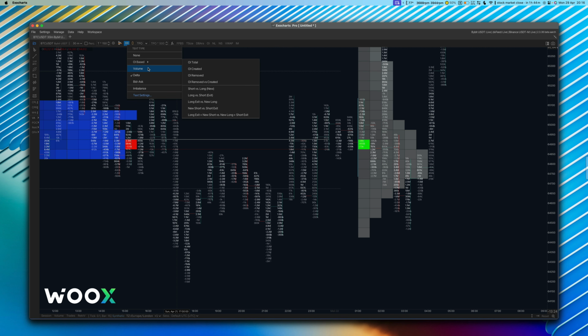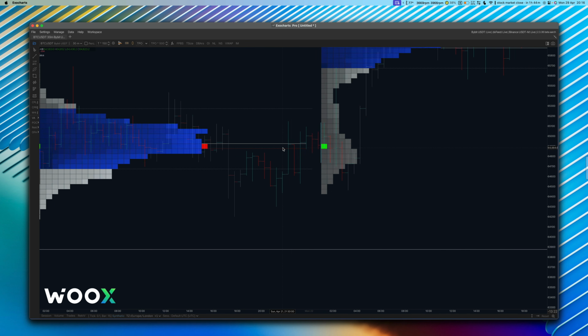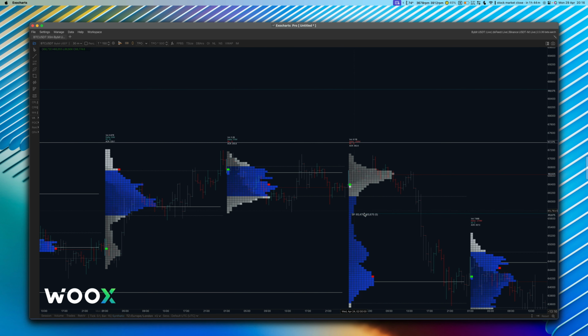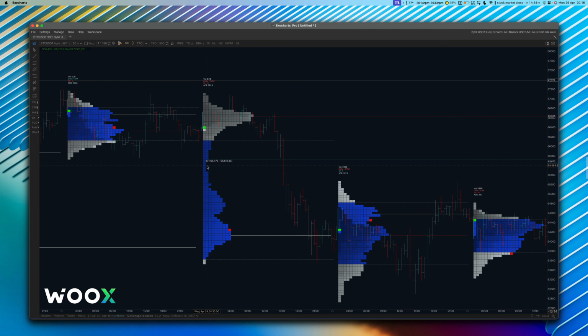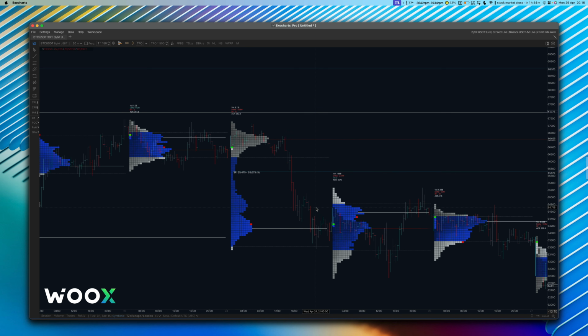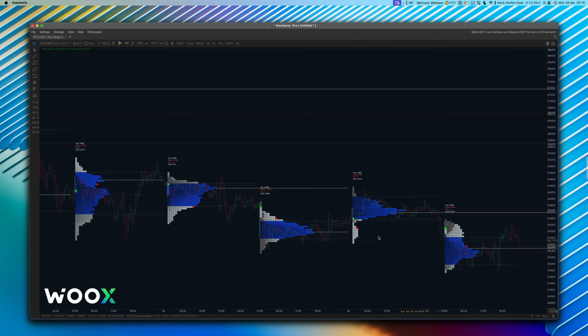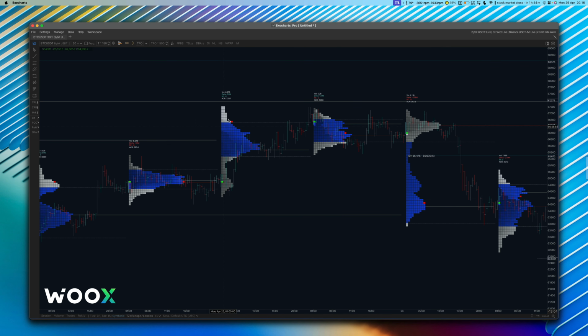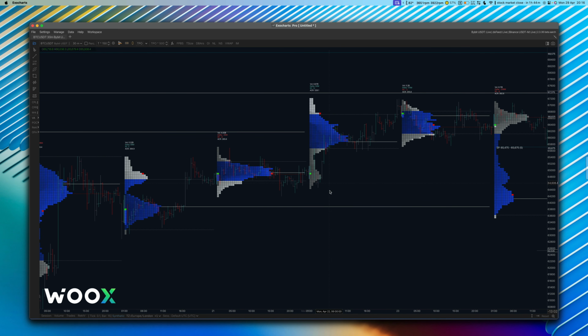Now, I will say this as well: from my testing, it doesn't necessarily work as well when I'm looking at regular single prints. For example, when you have a single print in the middle of a profile, I don't necessarily get this partial fill scenario working as well. It tends to work better when you're looking almost just at the extremes, people trying to trade towards those extremes, getting trapped offside, then seeing a move.